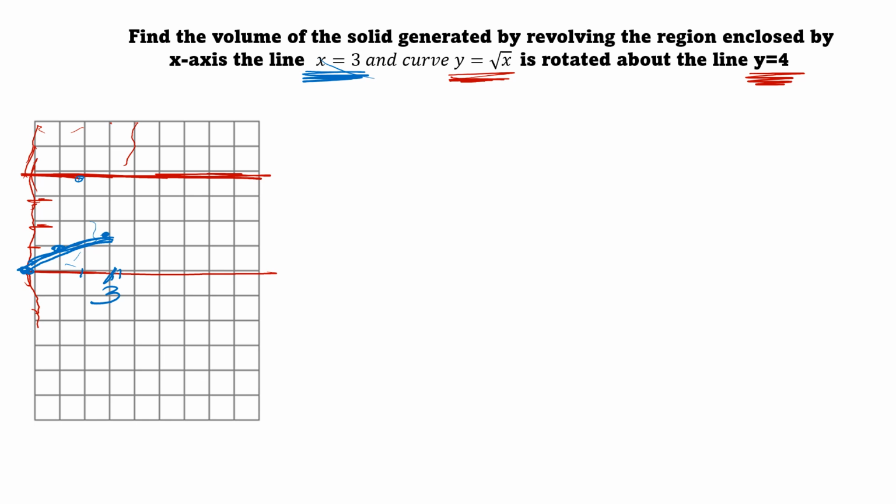Now this is the equation, y equals root x, and x equals 3. It is a kind of this graph. Now you have to read the graph from this side, this shaded part, and the axis of revolution is here, y equals 4. Now if you rotate it, imagine when you rotate this graph, you will get a graph like this, right?